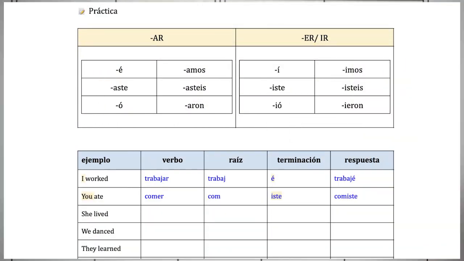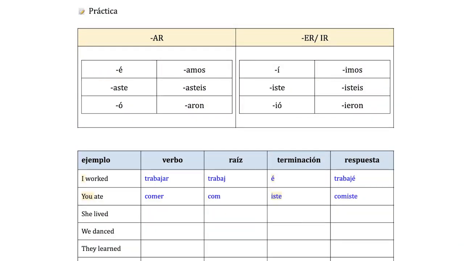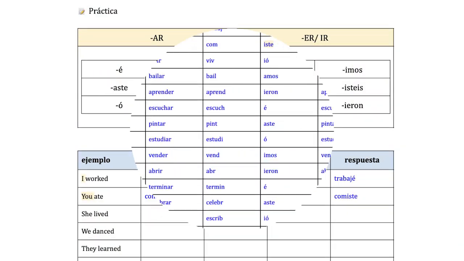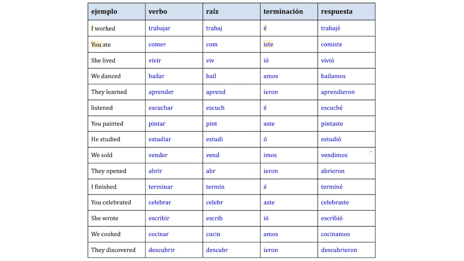So, take some time to do these examples and check the answers.